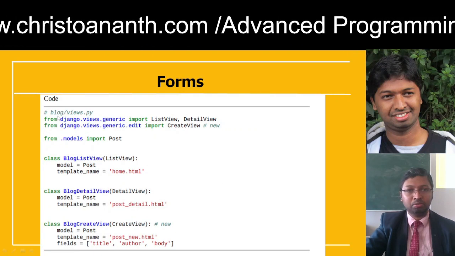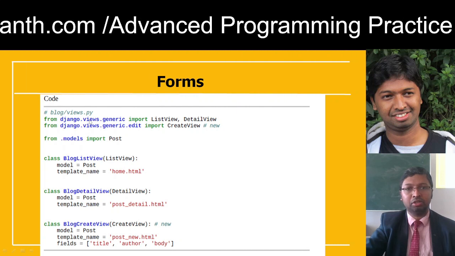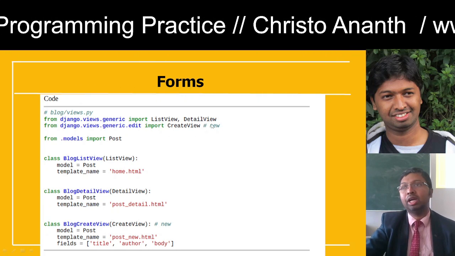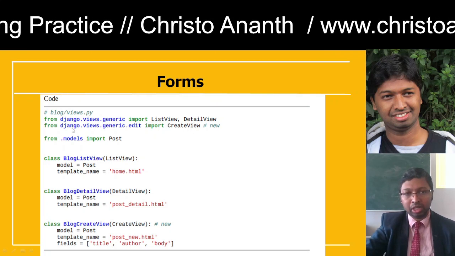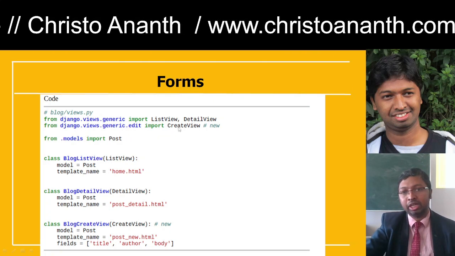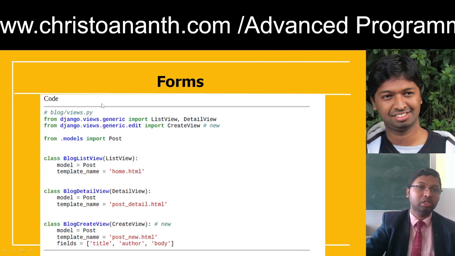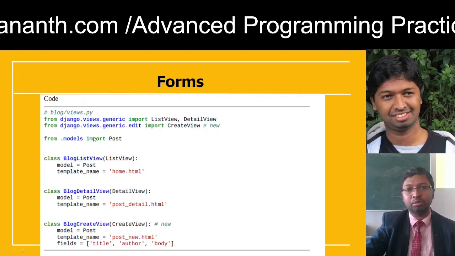So you will have the code blog/views.py: from django.views.generic import ListView as well as DetailView. Then within that you will have the new code, which is from django.views.generic.edit import CreateView. So this is the new line that we are trying to add. Then from .models import Post.